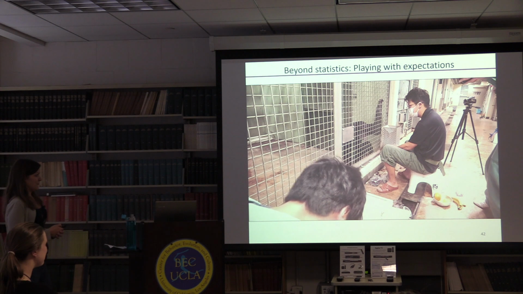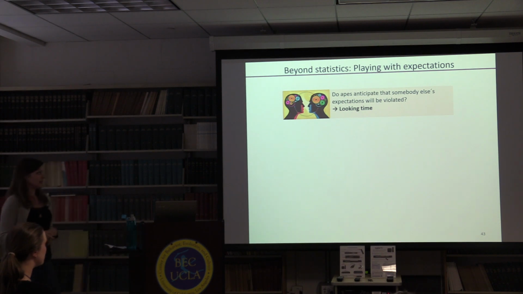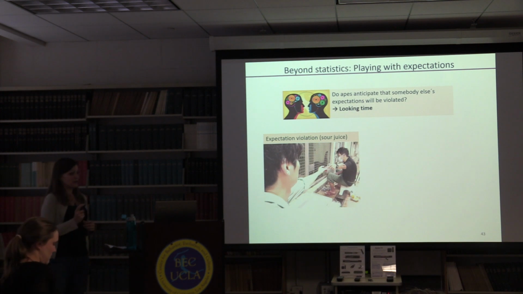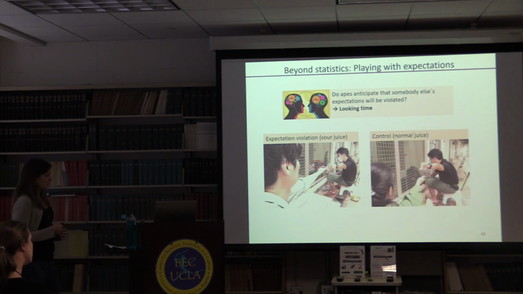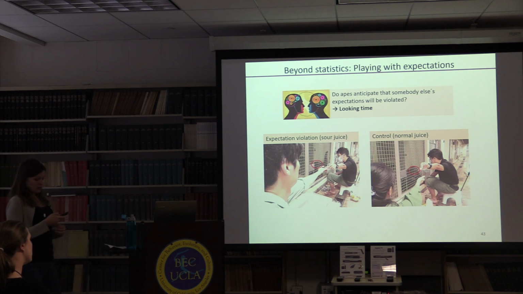What we wanted to see is whether the apes anticipate that Sato's expectations will be violated here, and to that end we used looking time. More specifically, we looked at the 10 seconds right before the expectation violation happened and coded whether and how long the chimp was looking at the scene. Then we compared it to a comparable scene of a control condition which was identical apart from the fact that here the human stooge received the normal grape juice. So here no expectation violation happened.